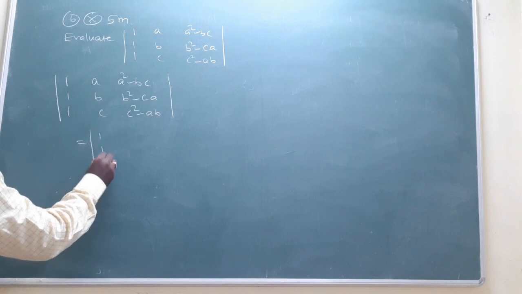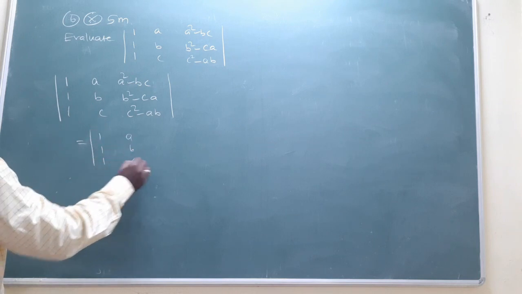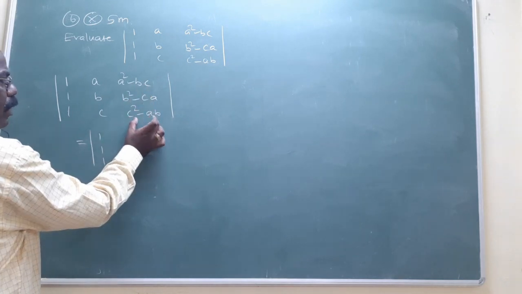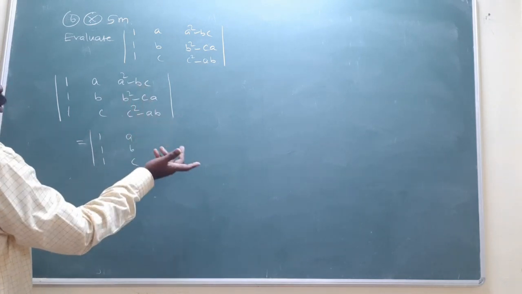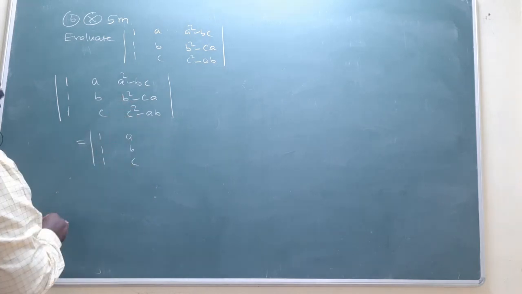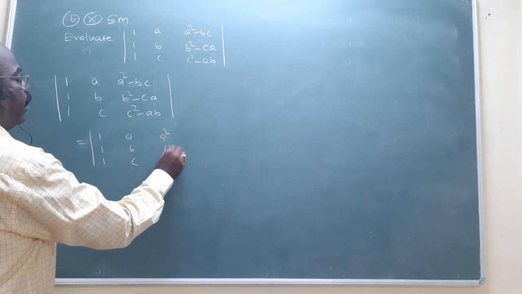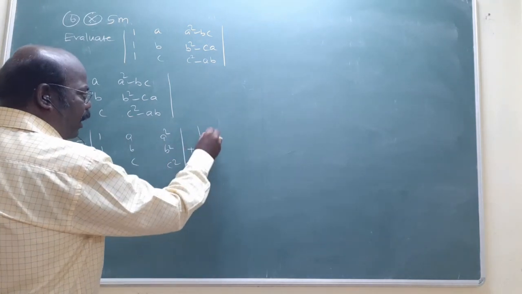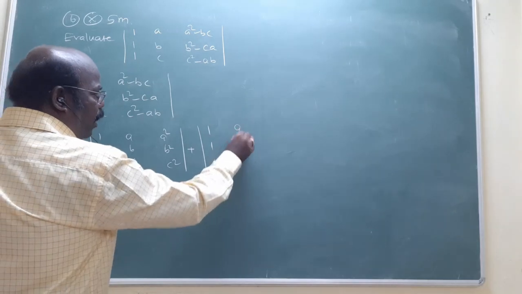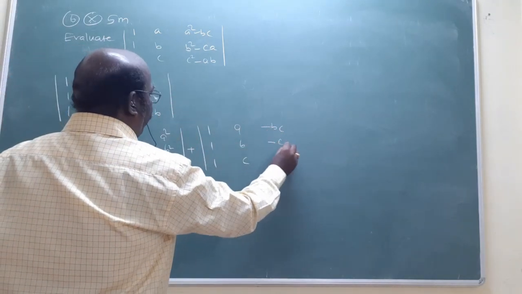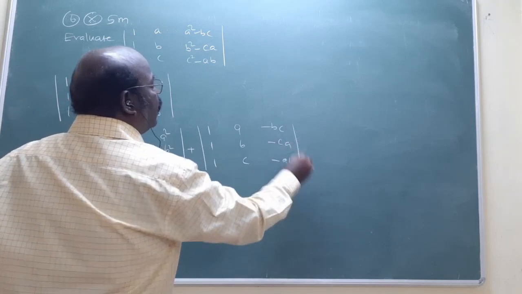That is what? The 1, 1, 1, a, b, c, same thing. Here, difference of the 2 terms is there, no? Sum or difference of the 2 terms, no problem. That is not a matter. What are the first elements? a square, b square, c square. This is one term, plus once again 1, 1, 1, a, b, c. What is the next element? Minus bc, minus ca, minus ab. This is the one property.